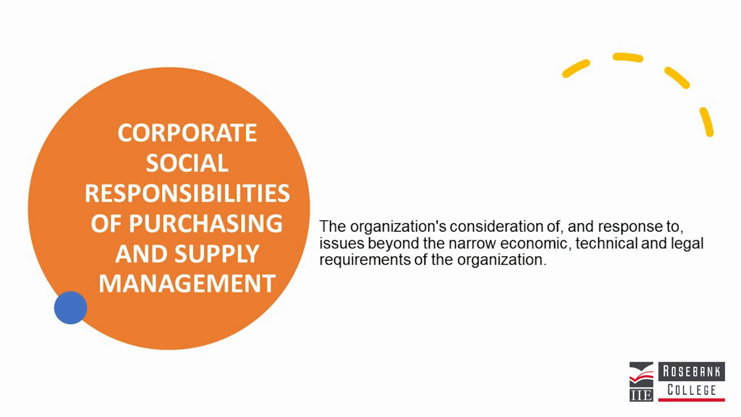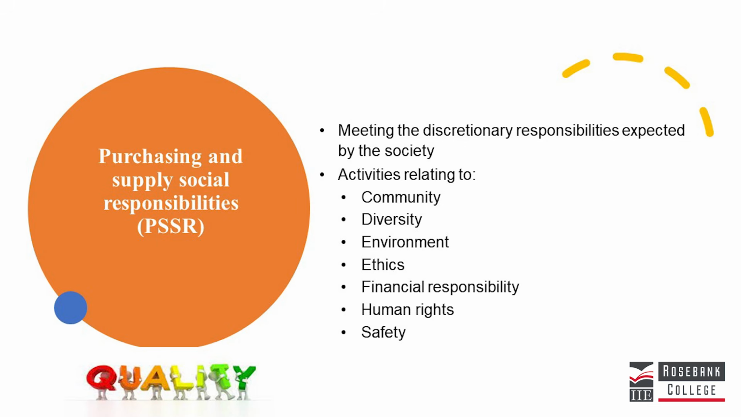Corporate governance and purchasing and supply chain management. The first concept is corporate social responsibility. Corporate social responsibility is the organization's consideration of and response to issues beyond the narrow economic, technical, and legal requirements of the organization. As part of the organization, purchasing and supply management has a financial responsibility to shareholders and an ethical responsibility, meeting the discretionary responsibilities expected by society. The definition encompasses the activities relating to community, diversity, environment, ethics, financial responsibility, human rights, and safety.